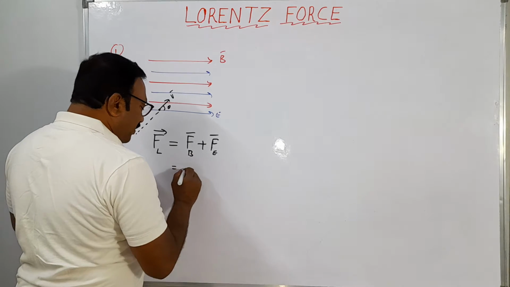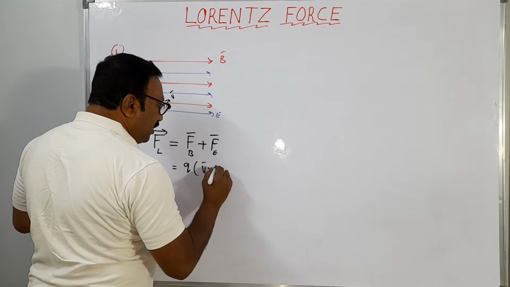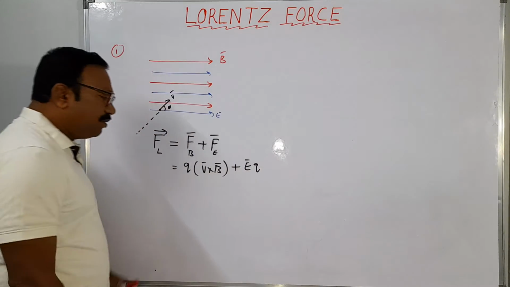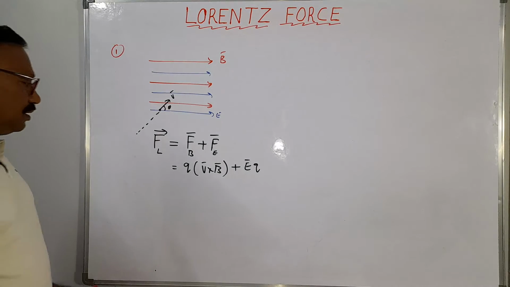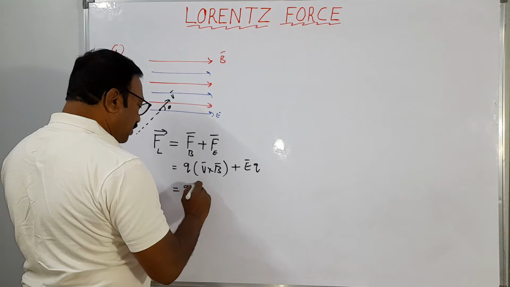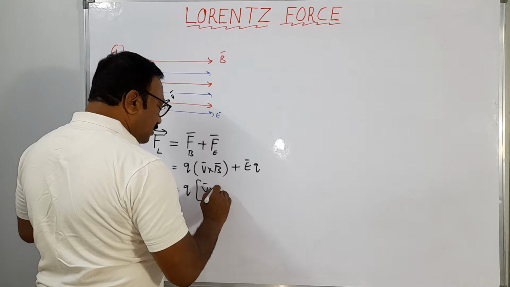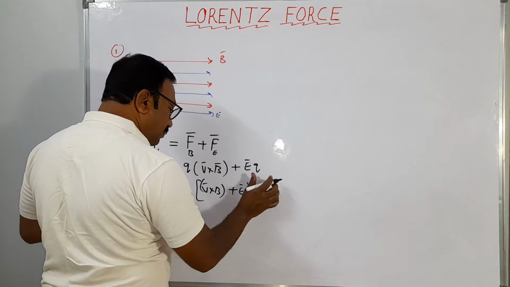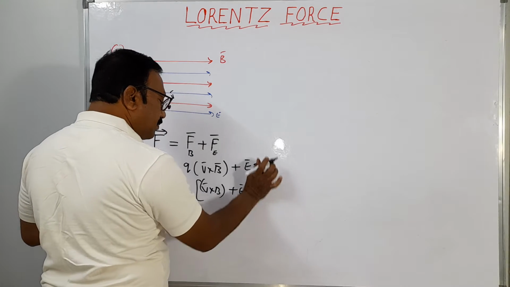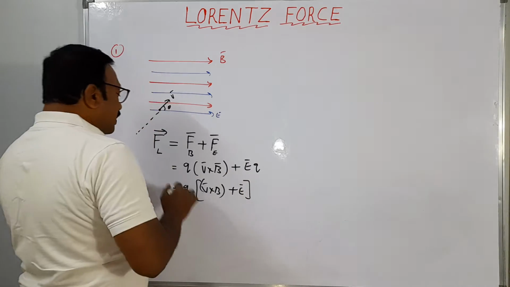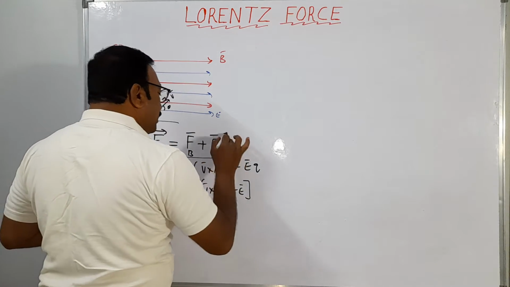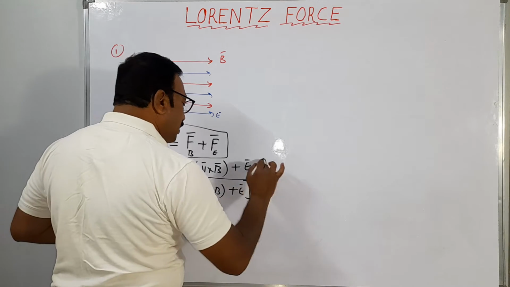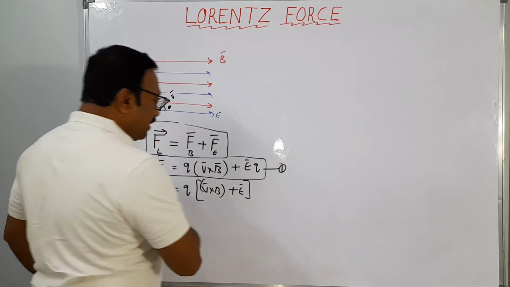So force due to magnetic field is Q into V bar cross B bar. Force due to electric field is E bar into Q. So if you take Q common here, this is V bar cross B bar plus E bar. So this total force acting on the particle, the resultant force which is acting on the particle, is known as Lorentz force. This is the most appropriate equation for you.